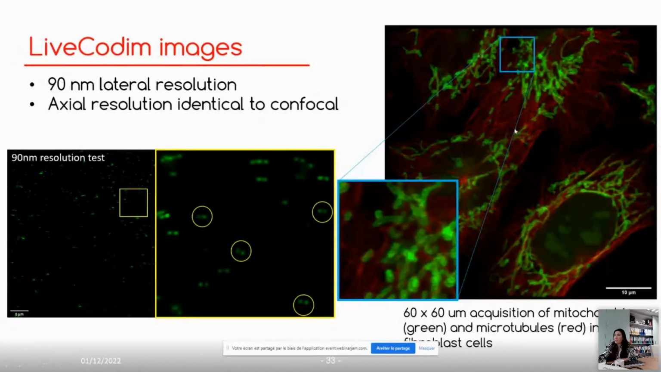And so here, this is a 60 by 60 micron image. And this insert here is showing us that what we're able to see in this green channel, hopefully you can detect, this fluorescent label labels only the outer mitochondrial membrane. So we can actually resolve inside the cristae of mitochondria in these cells.